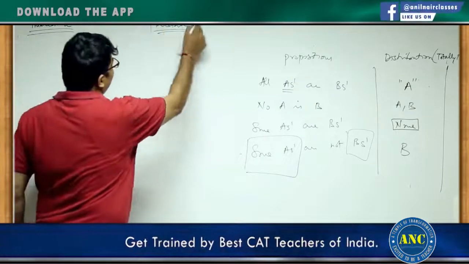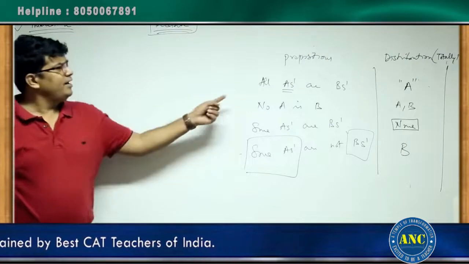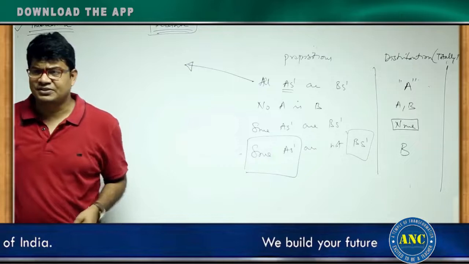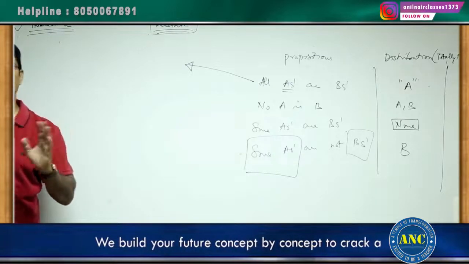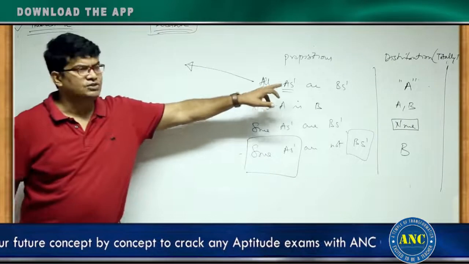Now we'll come back to this later. First, let's do this. Now, immediate inference. When I have a statement like all A's are B's, what are the immediate inferences we can draw without even the second statement? Assume that we have only one statement, all A's are B's.